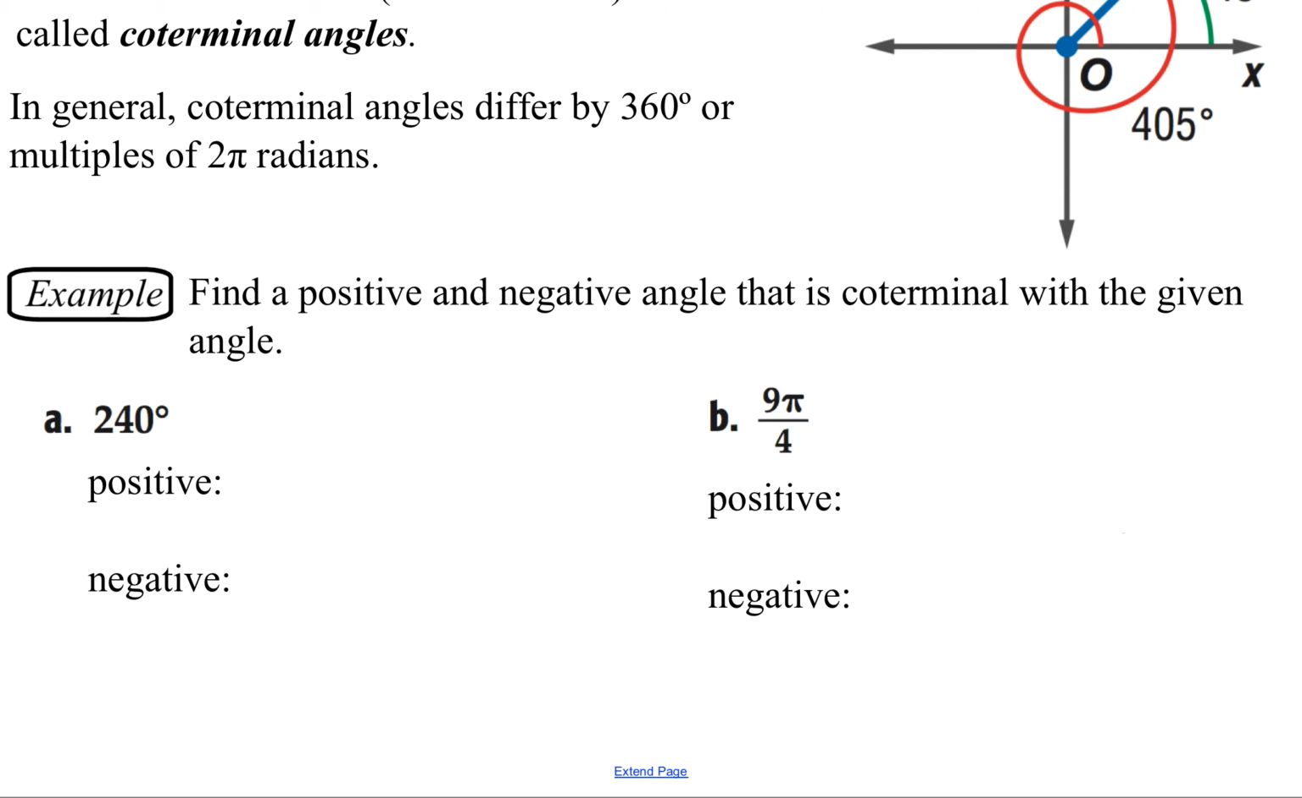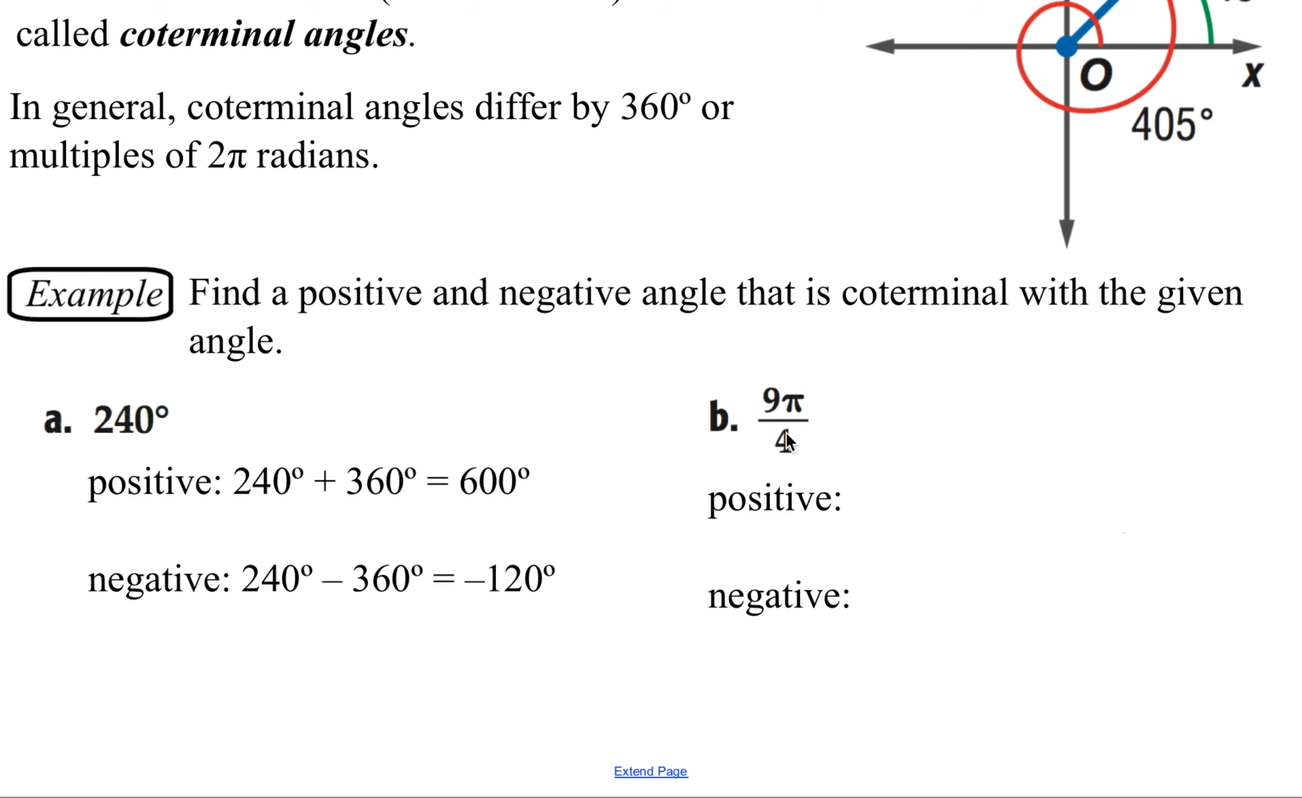So let's take a look at some examples. It says find a positive and a negative angle that are coterminal with the given angle. So for 240, if I want one that's coterminal with 240, I can just add 360 to it, and that gives me 600 degrees. If I want to find a negative angle, I can subtract 360, and that gives me negative 120. So there's a positive and a negative angle that have the same terminal side.